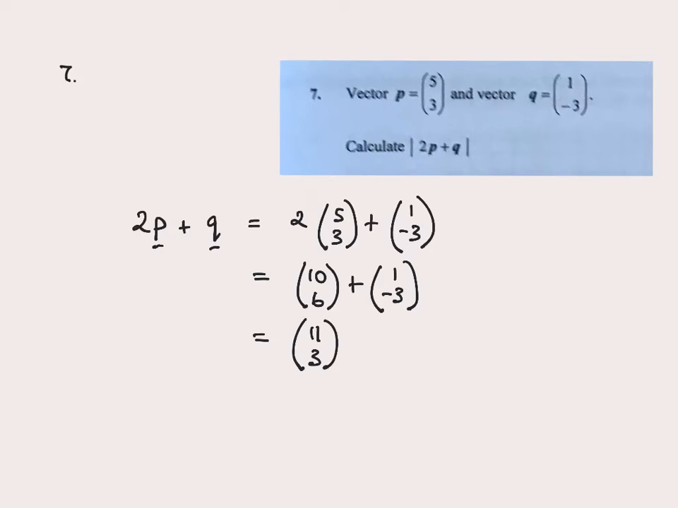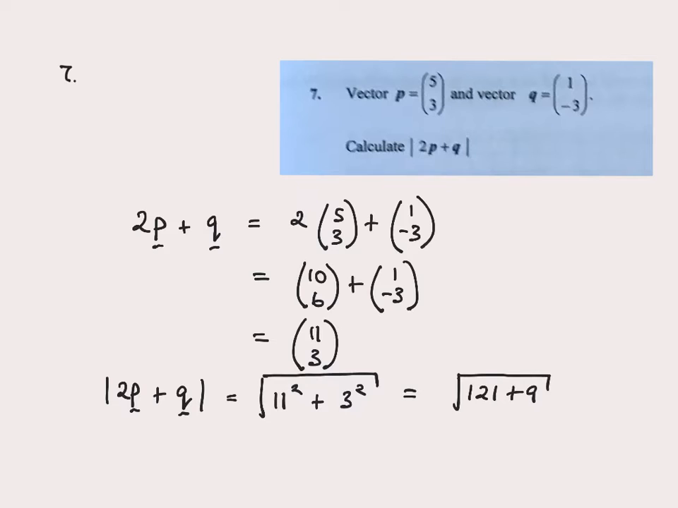Now, what we want to do to work out the magnitude of the vector 2p plus q, we square the 11, we square the 3 and add it to the 11 squared, and then we take the square root of the total. So it's 121 plus 9, square root of 130.